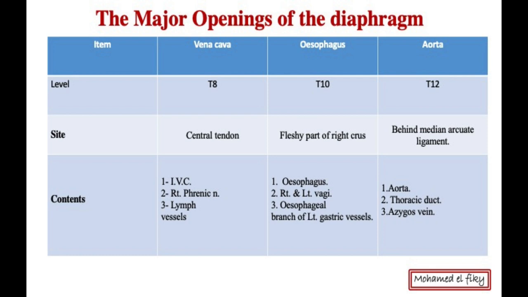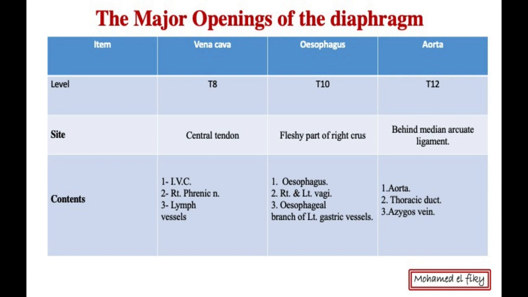Contents of each opening: three contents. At the first, the content is the same as the name. Inferior vena cava opening containing inferior vena cava. Esophageal opening containing esophagus. Aortic opening containing aorta. Another two contents in the vena cava opening: right phrenic nerve and lymph vessels. Only the right phrenic.